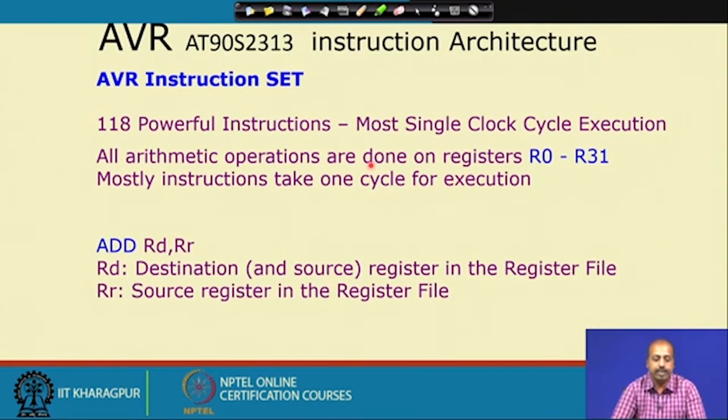The AVR instruction set has 118 powerful instructions, and most of them are single cycle execution instructions. All arithmetic operations are done on registers R0 to R31, and mostly instructions take one cycle for execution. In some sense you can say they are memory locations as well, because R0 to R31 is in the data RAM, but the operands are register operands.